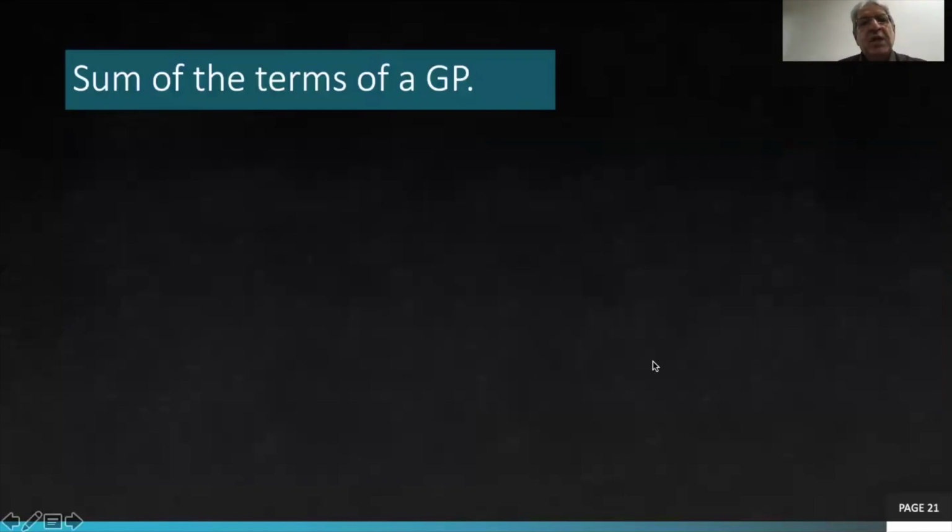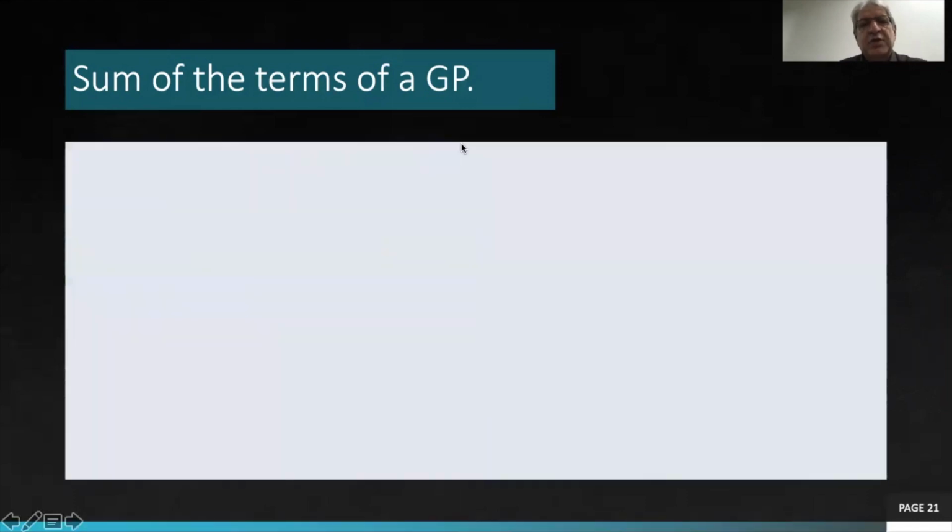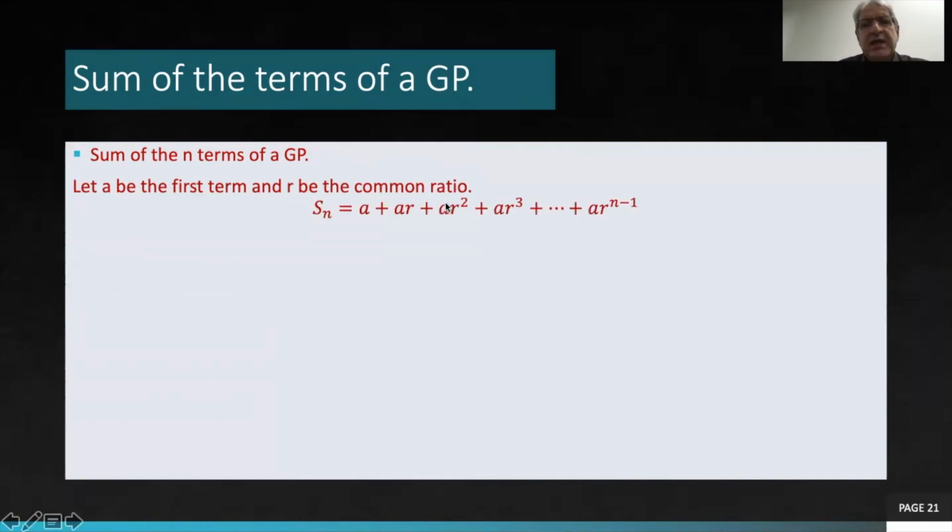Now, some of the terms of the geometric progression. Now we are going to find the sum of them. That is a series actually. Now, look at this, the sum of the n terms of a geometric progression. As usual, let A be the first term and R be the common ratio. Therefore, the terms will be like that. Now, this is the series. That means you're adding the terms of the sequence. We call it a series.